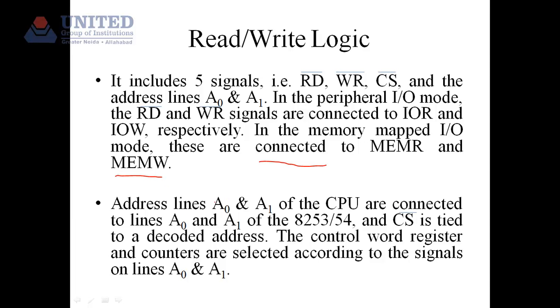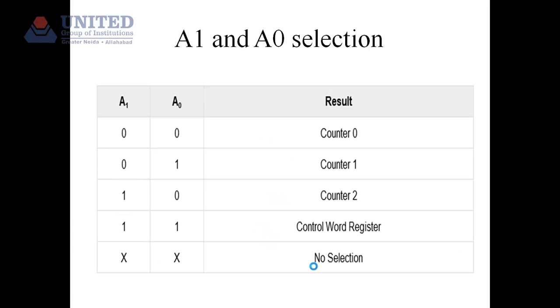Coming on to the address lines, as I have told, A0 and A1 form a matrix of 00 to 11 to select which type of counter we have to use. And CS bar is tied to a decoder address. Now how the control word register is selected, we'll see in the next slide.